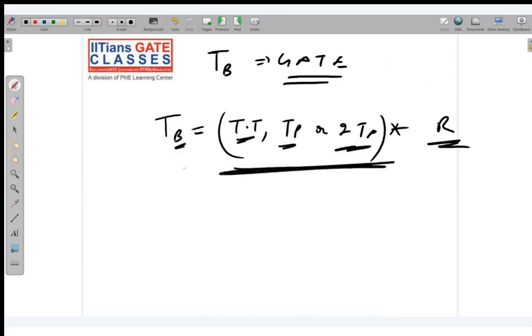For example, if TT is given, you take it as TT by default. If TP is given, you take it as TP only. That is the simplest way to think about it. More precisely, we call it the T slot time. So the TB formula is TB equals R multiplied by T slot. This T slot, or time slot, can be TT, TP or 2TP, depending upon the question or numerical. There is no fixed rule.